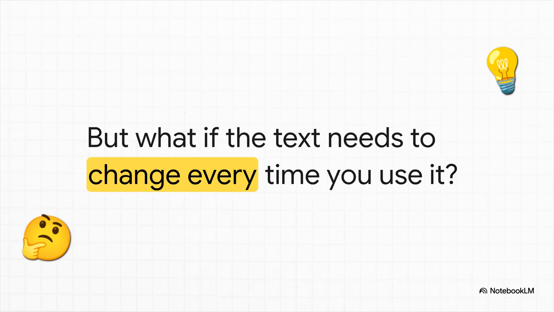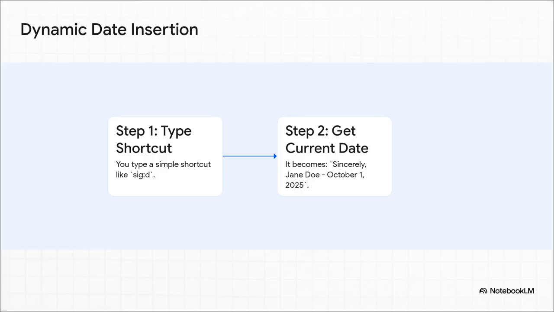So, everything we've talked about so far has been about predefined static text. A shortcut always equals the same block of text. But the real magic happens when the text needs to be different every single time you use it. So, how do we solve for that? This is where it gets truly amazing. Imagine you type a shortcut like sig:*D. It expands into your signature, but here's the kicker. It automatically inserts the current date. When you type that same shortcut tomorrow, you'll get tomorrow's date. This is called dynamic replacement, and it opens up a whole new universe of automation.